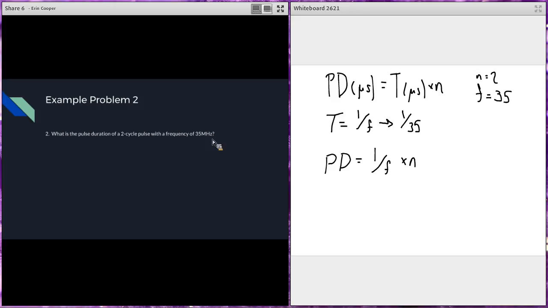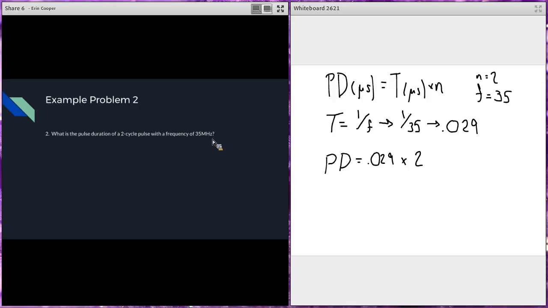So 1 over 35, and that's going to be 0.029-ish. 0.029. And now we're going to remove this part of the equation and we're going to replace it with the number that we got. All right, and then we're going to remove that n on the side here, and we're going to replace that with the number that we were given, number 2. All right, now all we have to do is chug out the numbers.